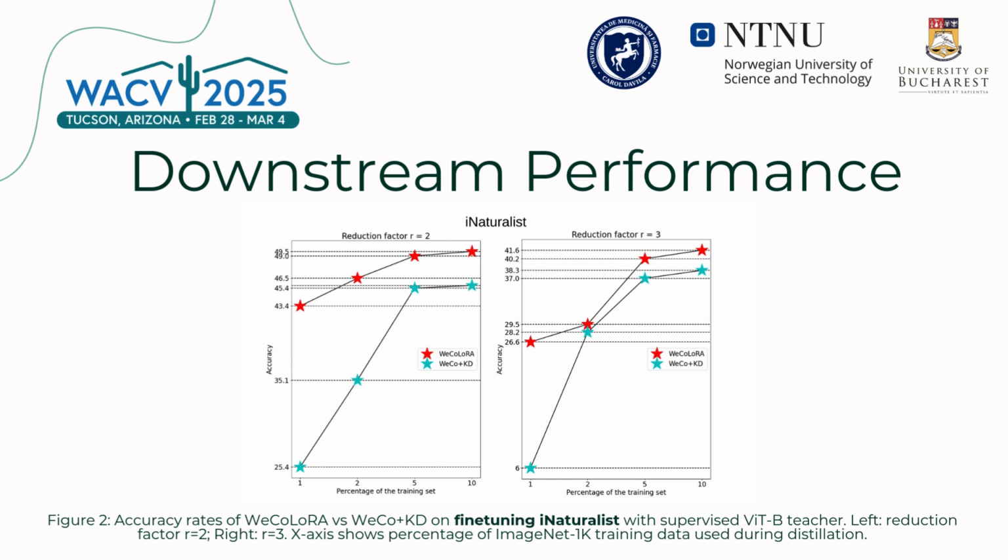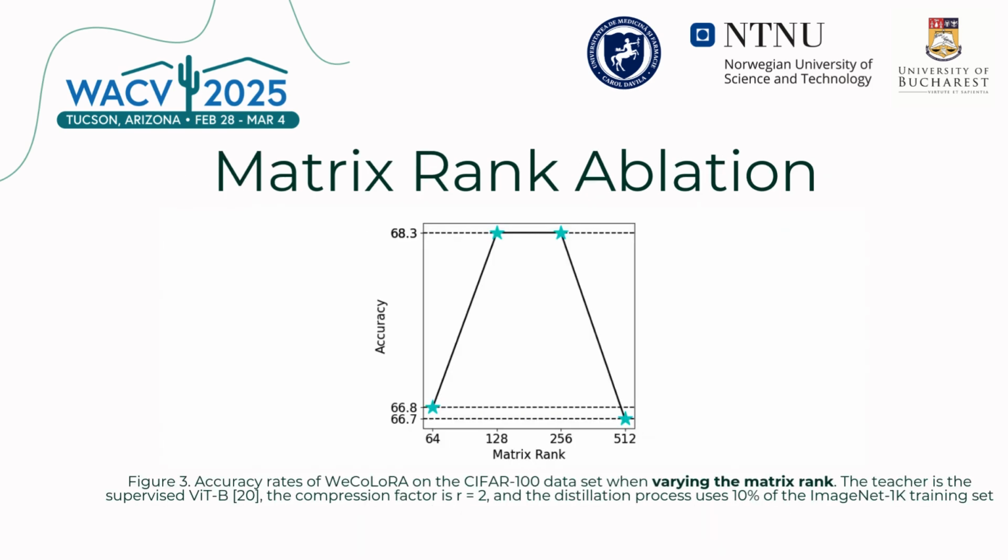When looking at the downstream datasets, we can observe that our method shows much higher performance with very small percentages of the dataset, and the gap closes as we use more and more of the training set. When ablating the LoRA matrix rank, we observe that K is actually a hyperparameter that can control the bias-variance trade-off in LoRA.